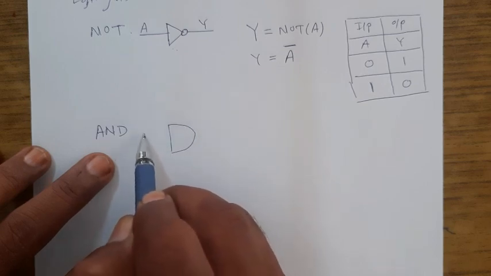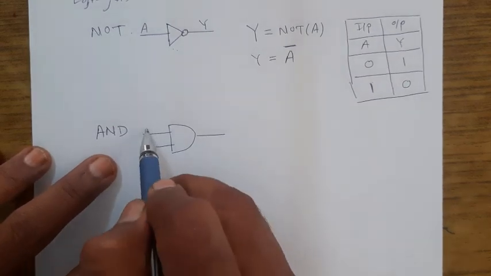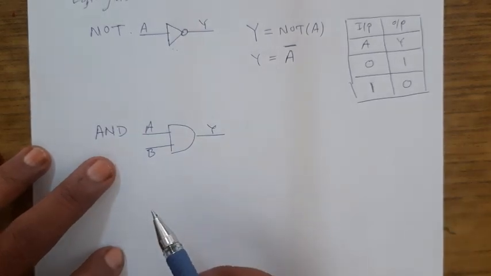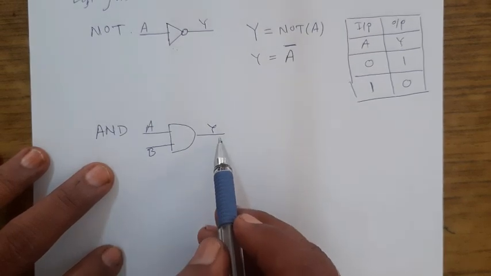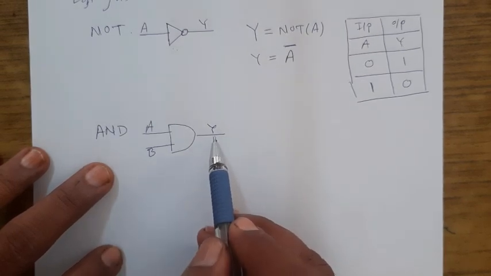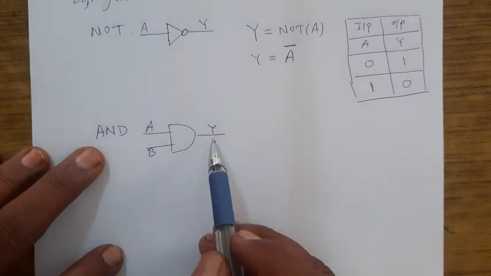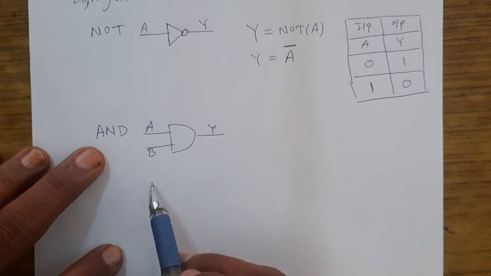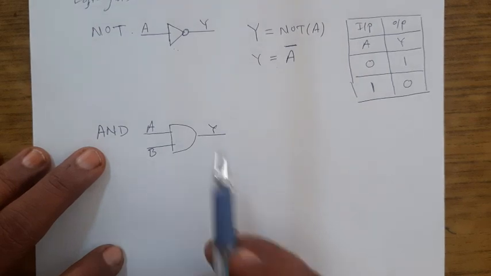The symbolic representation for 2 input AND gate is this. This is the symbol for AND gate. Let the input be A, other input B, and the output Y. Now it may happen that there is a third input, fourth input, fifth input. Now what is the speciality of AND gate? The output is high, that is 1 or active, if all inputs are active. That means Y is 1 if A and B and C and D and E, so many inputs, if all are 1 then the output is 1.